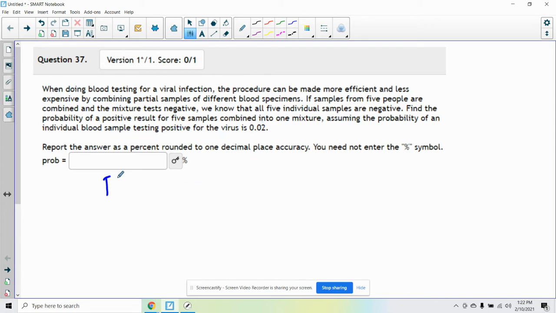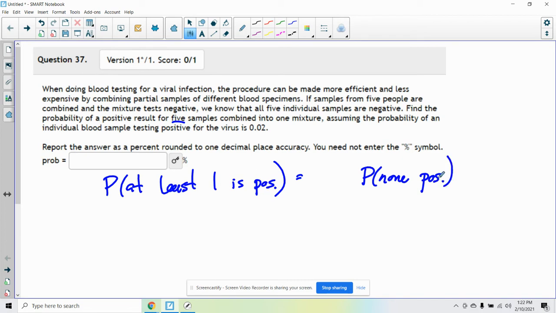So we're looking for the probability that at least one is positive. Okay, so you have to figure out the chances of one being positive, two are positive, three are positive, up to five. That's a painstaking process. So what I'm going to do instead is figure out the complement. I'm going to say, okay, what's the probability that none are positive? I'll just subtract that from one. I'll get the same answer.